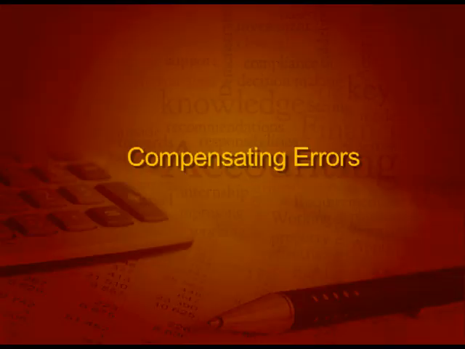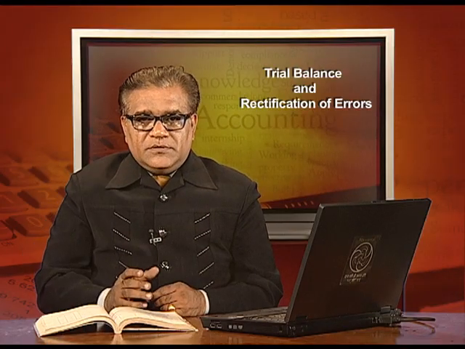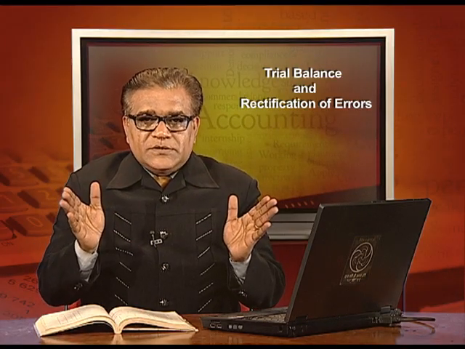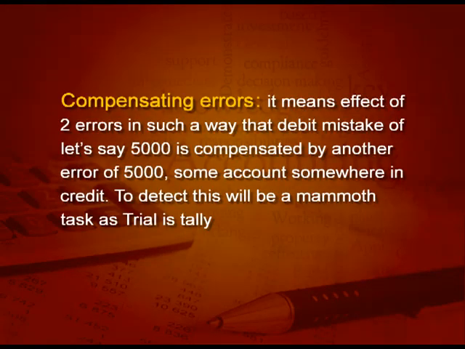Now coming to the last error, that is compensating error. It is a very difficult error to find out. It means the effect of two errors in such a way that a debit mistake of, let us say, 5,000 is compensated by another error of 5,000 in some account somewhere in credit. So both mistakes are of 5,000, one in debit, one in credit. To detect this will be a mammoth task, as the trial is tallied; it is very difficult to find out.